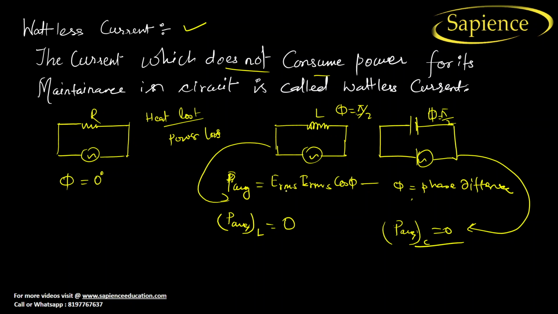What do you mean by this? It means there is no loss of power. Whenever current is flowing but there is no loss of power, that type of current is known as wattless current. I hope you have understood this term, wattless current. Now let us discuss the AC generator.